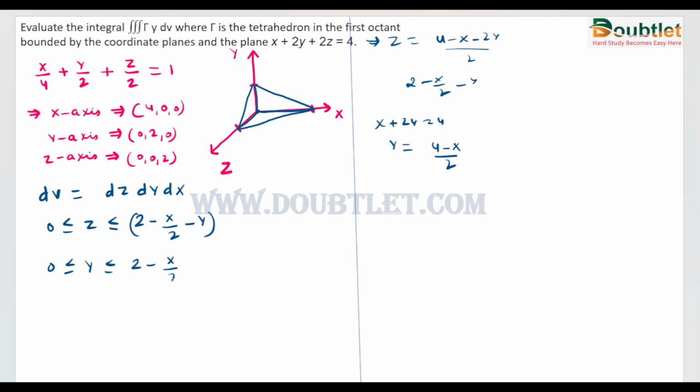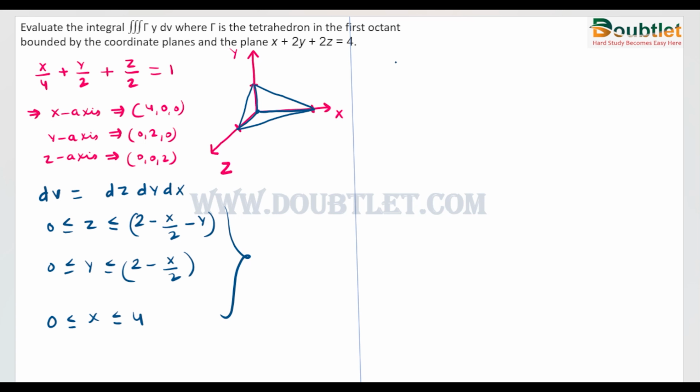Now for the limit of x, since we integrate x in the end, it will only have constants. So we will eliminate y and z here, and x will be equal to 4. So the limit of x will be from 0 to 4. This is the main thing, how we find the limits of integration. Now we just need to put the limits accordingly and integrate, and we will get the triple integral.